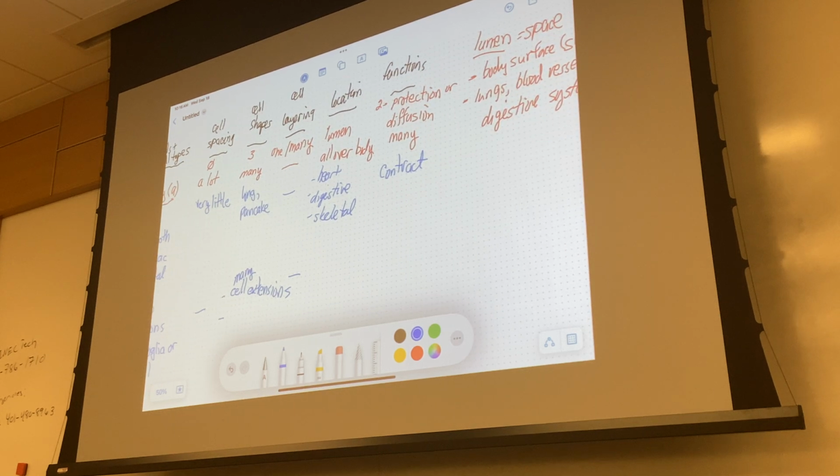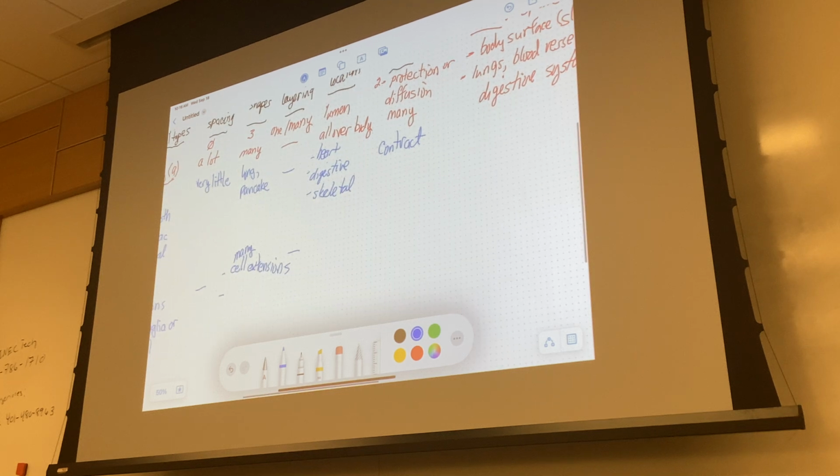Where do you find neurons and neuroglia? There are two major areas: brain and spinal cord, and then also in spinal nerves. So location here includes the brain, spinal cord, and then spinal nerves.